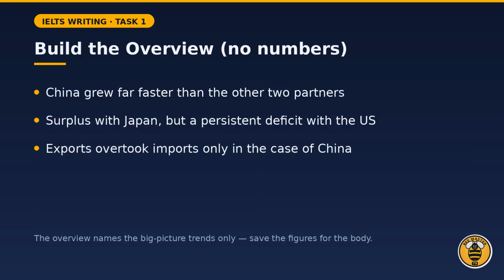From that, our overview writes itself. China grew far faster than the other two partners. Australia held a surplus with Japan, but a lasting deficit with the United States, and exports overtook imports only in the case of China. Crucially, the overview carries no specific figures.